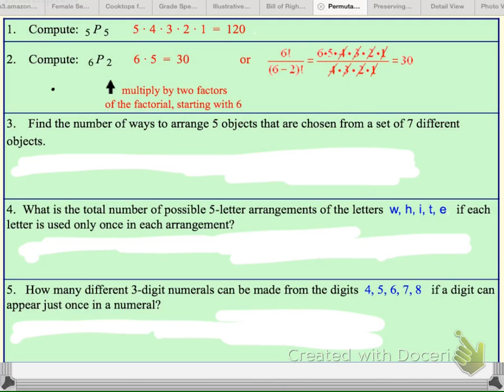Okay, let's look at number 3. Find the number of ways to arrange 5 objects that are chosen from a set of 7 different objects. 5 objects that are chosen from a set of 7 different objects. Lauren, pause.